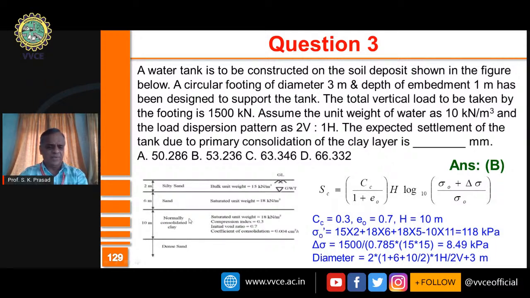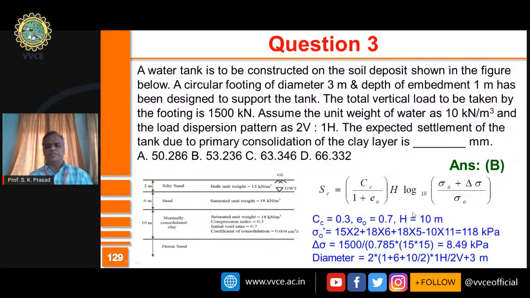The properties are given. For silty sand, the bulk unit weight is given. For sand, the saturated unit weight is given because it is underwater. And for clay soil also, you have data like the saturated unit weight. And then the compression index is given. The initial void ratio is given. The coefficient of consolidation also is available. This is the equation which I suggested to you.